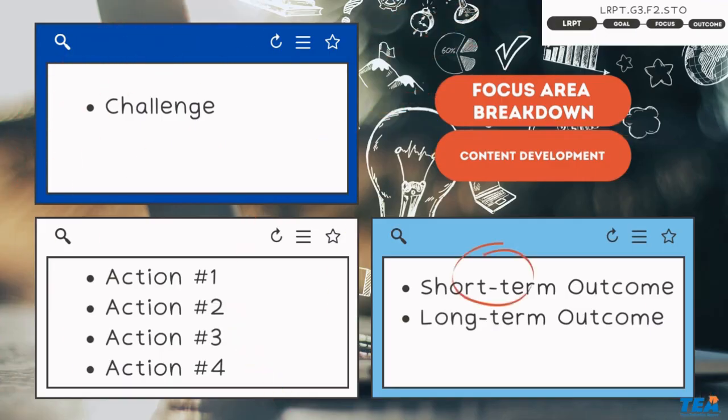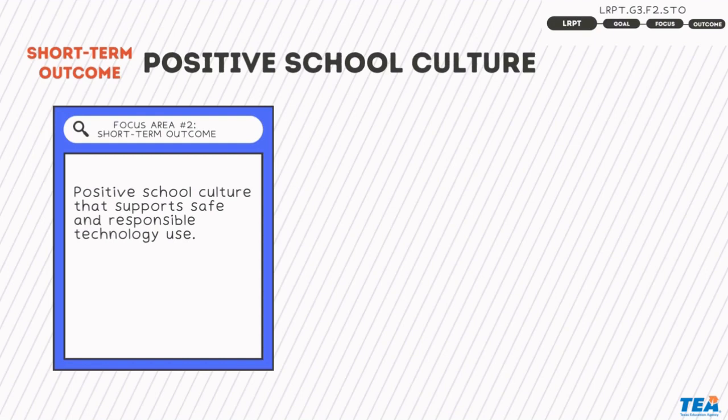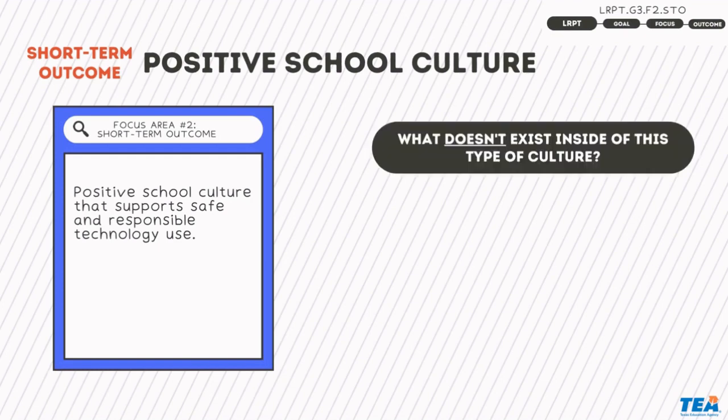Now that we understand the challenge and have some actionable ideas, let's look at outcomes. The short-term outcome of focusing on content development for digital citizenship is positive school culture that supports safe and responsible technology use. Based on what we have discussed in this video on how to be responsible digital citizens, think about what you would want this culture to look like.